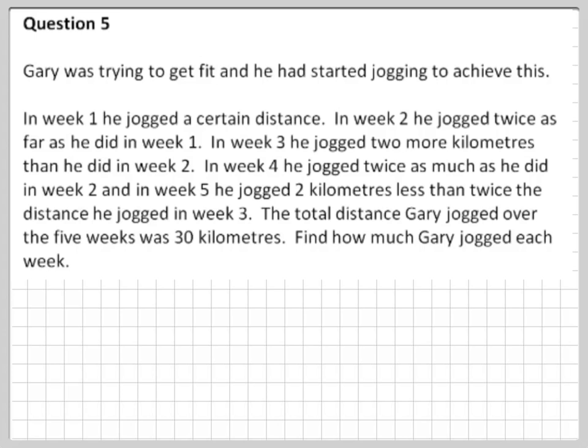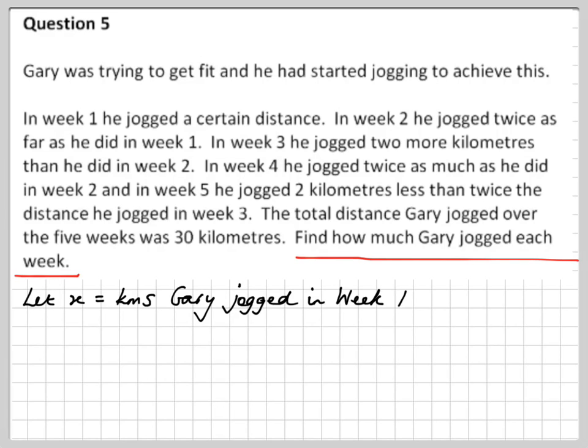Now look, there's no pronumerals anywhere, but you always look at what they ask you. That's what you define as your pronumeral or your unknown. I think I'll just go with the first week, because every other week he did more than the first week, so that might be convenient. What if we call it X? What do you think? Good. X is the kilometres Gary jogged in week 1.